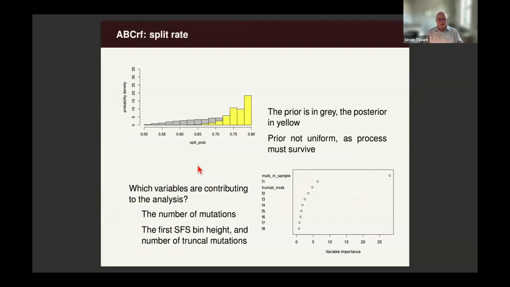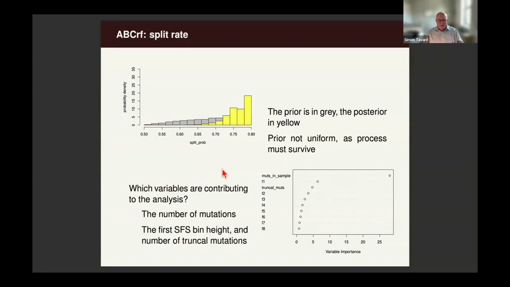So here's an example of how this works. This is showing the posterior for the split probability. So the prior is in gray and the posterior in yellow. And although I said the prior was uniform, there is a conditioning going on implicitly here because the process has to get to at least 1,000 cells. So that's why this rate increases in the prior. But you can see there's a marked preponderance for larger values of the split probability in this case.